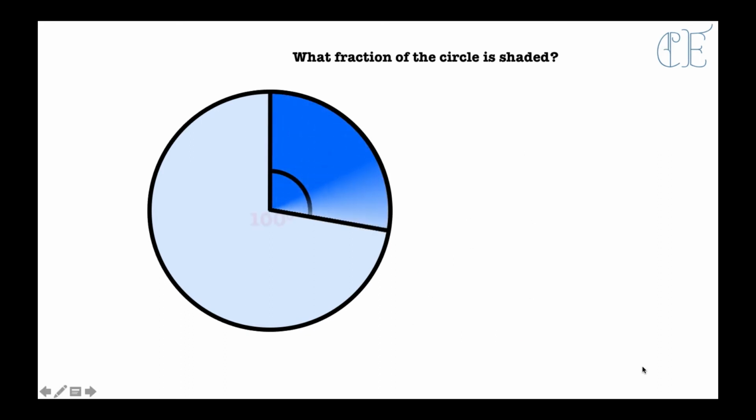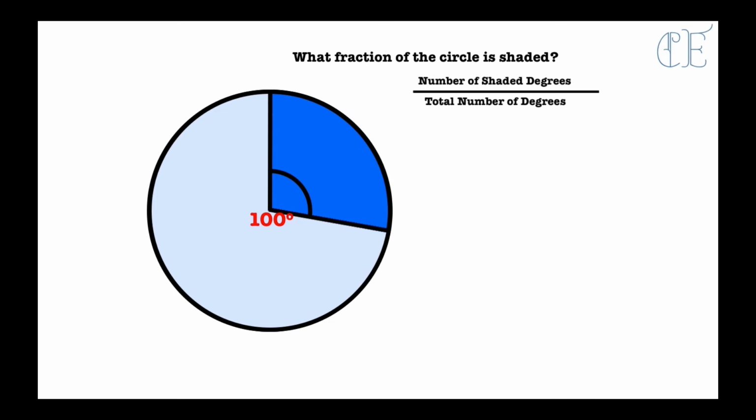Okay, let's have another go at one of those. What fraction of the circle is shaded? Okay, so same as before, we have 100 degrees shaded, out of a total of 360. We can cancel that down by taking off the zeros, giving us 10 over 36, and then we can divide by 2, giving us 5 over 18. So our simplified fraction is 5 over 18.